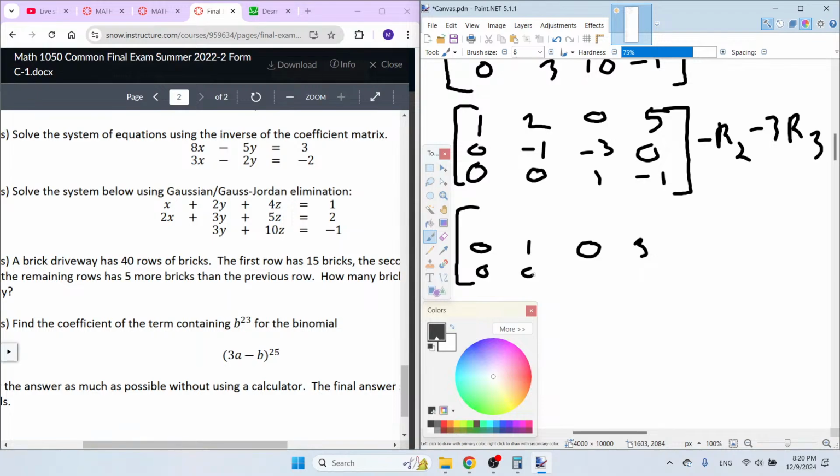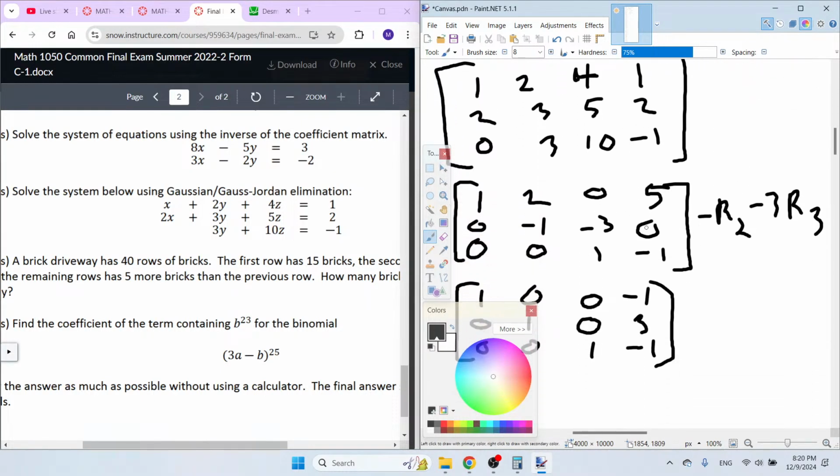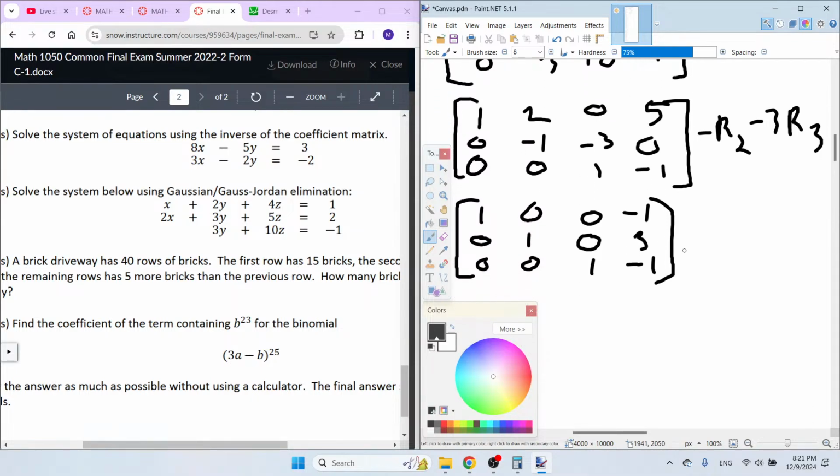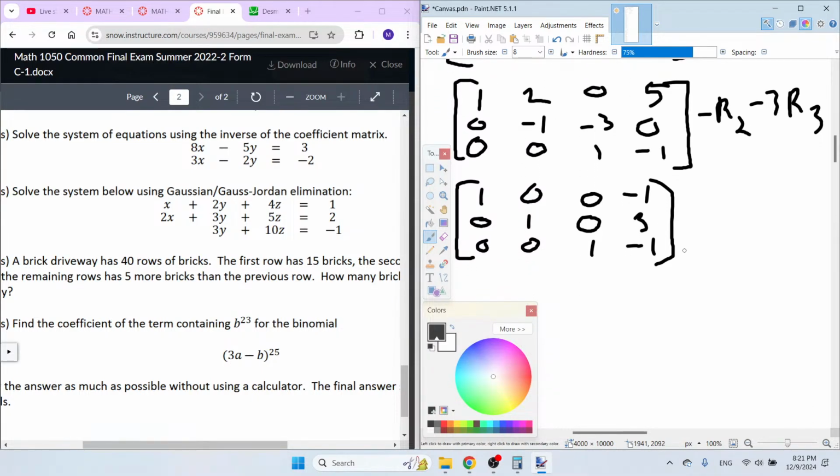Bottom row I'm going to leave alone. Top row, I do negative 2 times the middle row plus the top. That doesn't change because of the leading 0. That doesn't change because of the 0 beneath it. Negative 2 times 1 is negative 2 plus 2 is 0. Negative 2 times 3 is negative 6 plus 5 is negative 1. That is my row reduced situation. So x is negative 1, y is 3, and z is also negative 1.